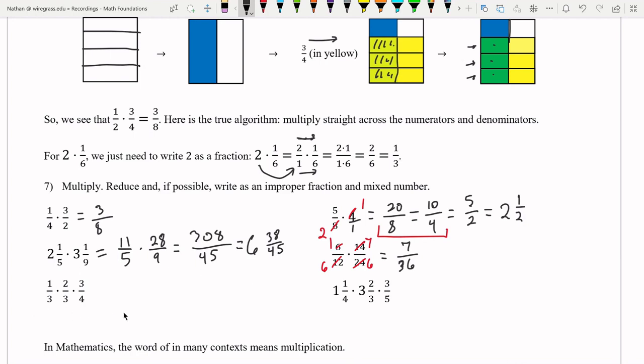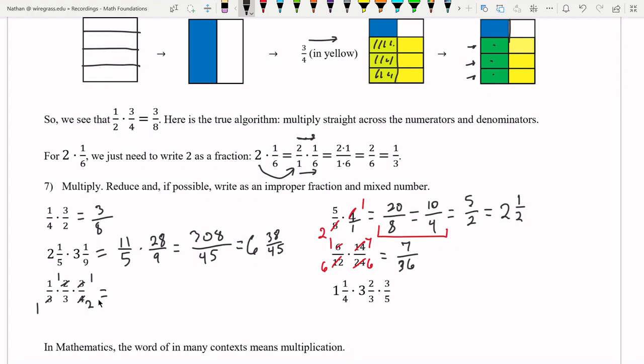Okay, when you have a string of multiplications together, you can, of course, take it step by step. But what you're going to end up doing is just multiplying everything through on top and bottom. That means you can actually cross cancel across everything that's multiplying together. Like I could reduce 3 here and the 3 here. I could also reduce the 2 here, and 4 divided by 2 is 2 there.